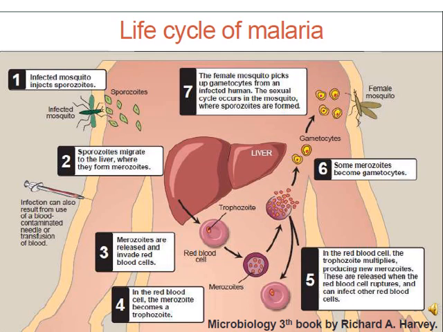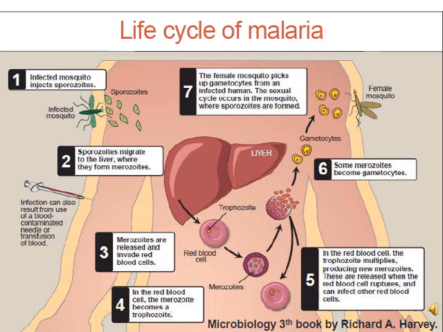This is a very important slide regarding the life cycle of malaria. When an infected mosquito bites, it injects sporozoites into the blood. The second important route from where we can get malaria is injection or use of an infected or contaminated needle, or transfusion of blood. When these sporozoites enter our blood through mosquito bites, from the blood they are taken to the liver.